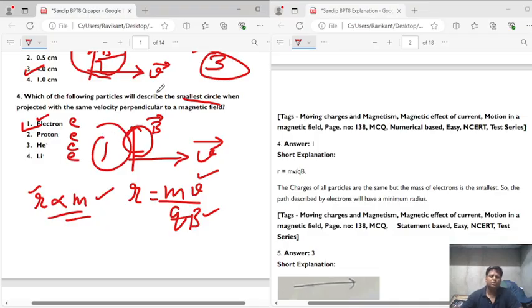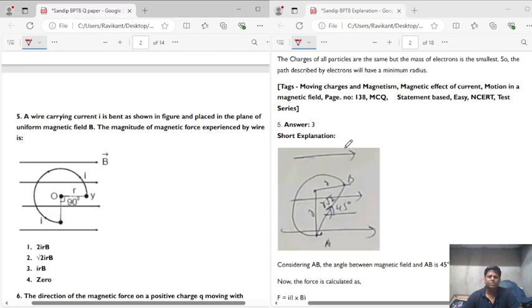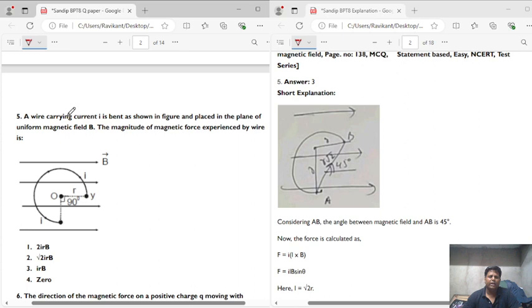Now let's get into the next question. Your next question is question number 5. Question number 5 says a wire carrying current I is bent as shown in the figure and placed in the plane of uniform magnetic field B. The magnitude of the magnetic force experienced by the wire.